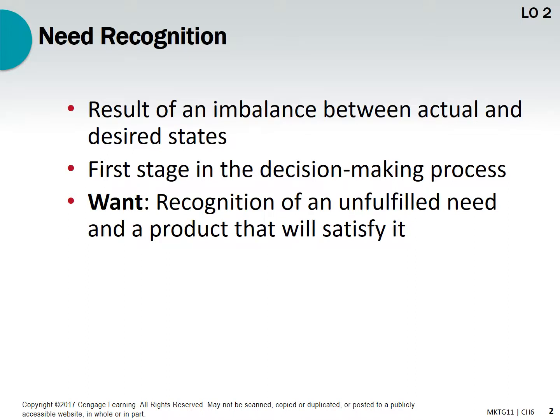The first stage in the consumer decision-making process is need recognition. Need recognition is the result of imbalance between actual and desired states. The imbalance arouses and activates the consumer decision-making process. A want is the recognition of an unfilled need and a product that will satisfy it. Wants can be viewed in terms of four goals: economizing, sustaining, treating, and rewarding. The specific goal that a consumer is trying to fulfill influences how he or she will allocate money, time, and effort.